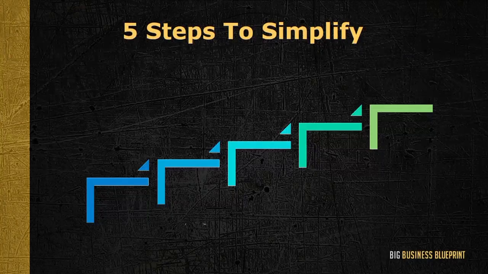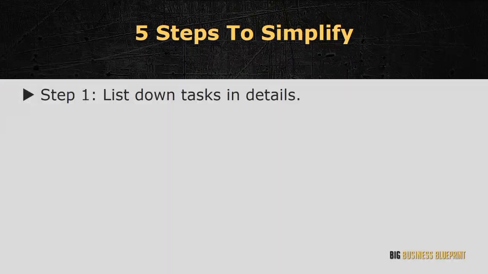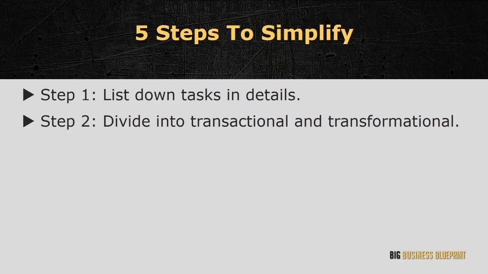There are 5 main steps to simplify the business. First, write down in detail all the tasks you need to do on a daily basis. This includes everything from processing payments to product creation and meeting clients. Secondly, divide them into 2 categories: transactional and transformational actions.